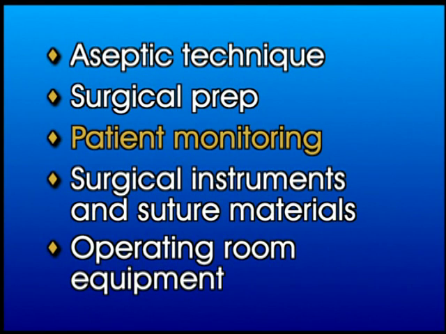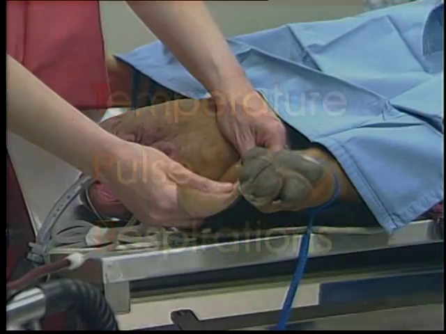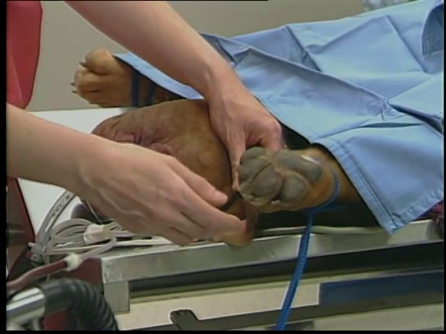Quite often it will be the responsibility of the assistant or technician to monitor the patient during the procedure. Good monitoring involves focusing your attention on primarily 3 areas: temperature, pulse, and respirations, often abbreviated TPR. Monitoring temperature becomes especially important with extended surgical procedures. Animals will often become hypothermic or cold during these procedures.